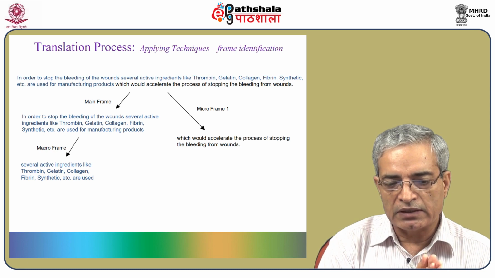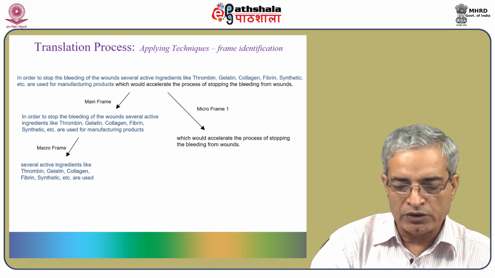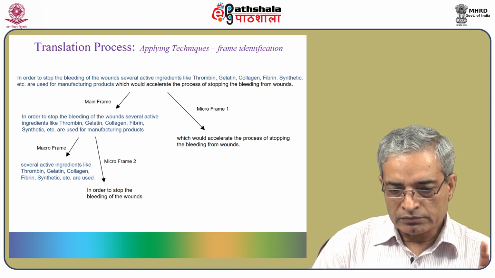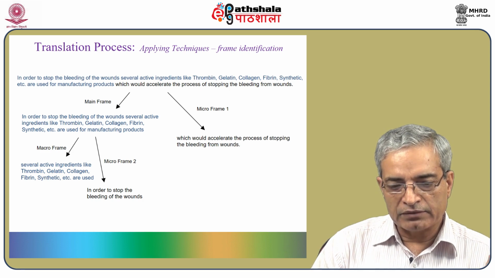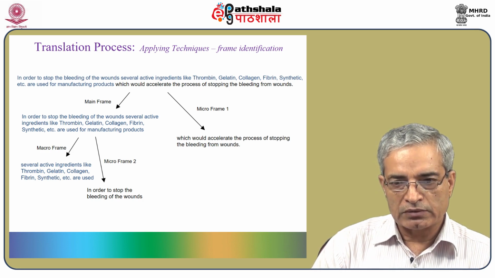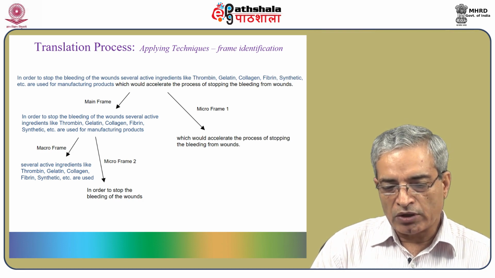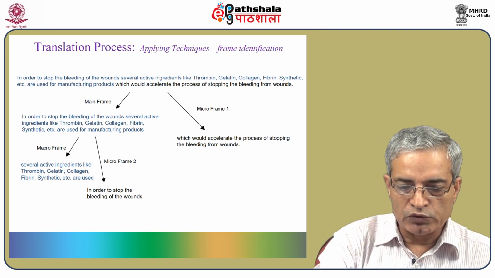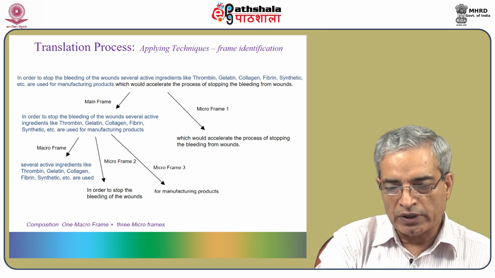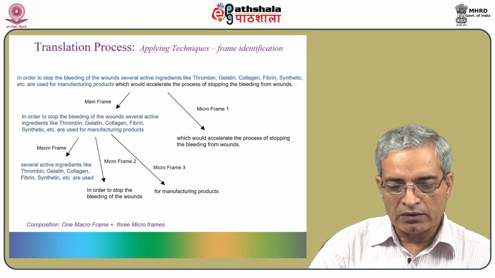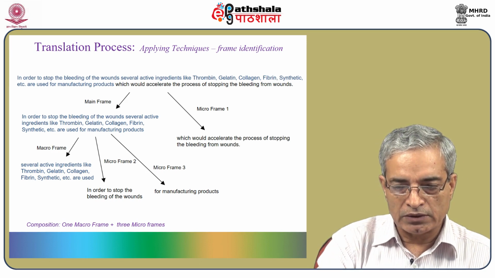And the main frame, now also from the main frame first let's pick out the macro frame. Several active ingredients like thrombin, gelatin, collagen, fibrin, synthetic, etc. are used. It can be further reduced. For example, several active ingredients are used. Rest can be filled up later on. And the micro frame is in order to stop the bleeding of the wounds as micro frame 2, and for manufacturing products as micro frame 3. So we have 1 macro frame and 3 micro frames.